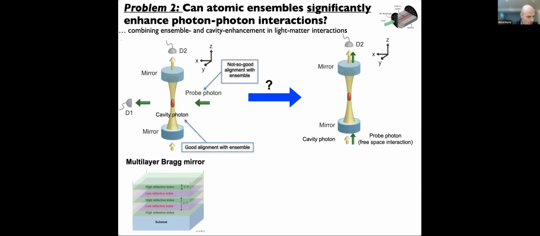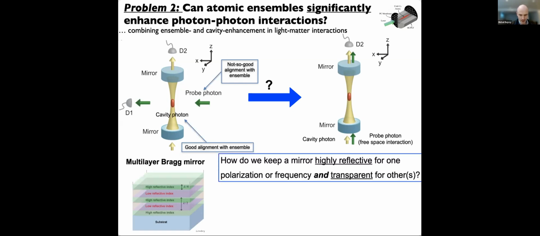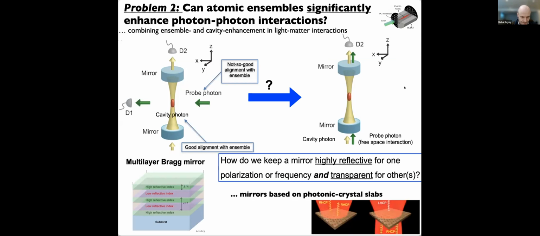So most of you probably know multi-layer Bragg mirrors, which can achieve very high reflectivity. However, it's relatively hard to make them wavelength selective. So what we would like to achieve is to make a mirror that's highly reflective for one polarization or frequency and transparent to the other one. So this would allow you to do these alignments sketched in the picture on the right. And here, our proposed solution is to use mirrors based on photonic crystal slabs, which allow you more control over what wavelengths can go through and which ones will be reflected.